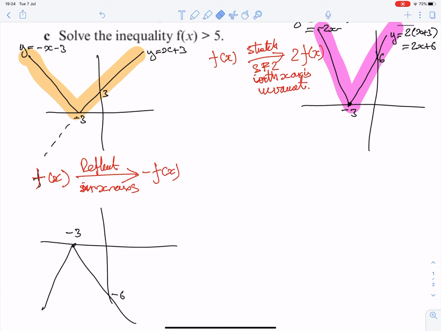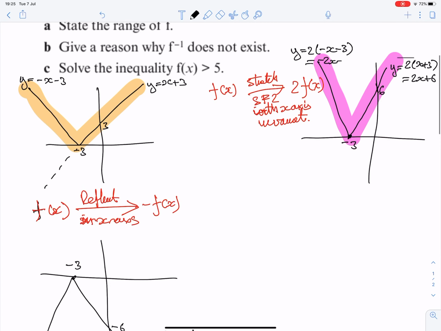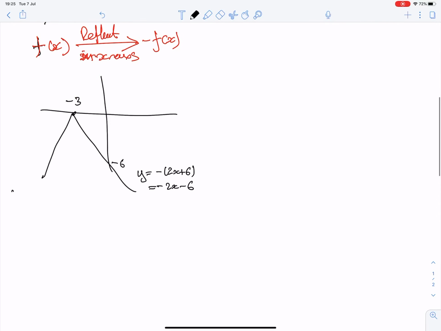The equation over here was 2x plus 6, so we've got to change that into a negative. So y equals the minus of 2x plus 6, the negative, so we get minus 2x minus 6. Then we go to the other equation, which was minus 2x minus 6 up there. So y equals the negative of minus 2x minus 6, which makes it 2x plus 6 for that equation.